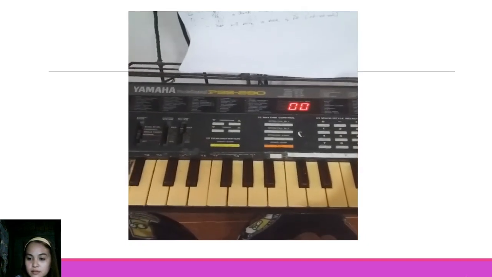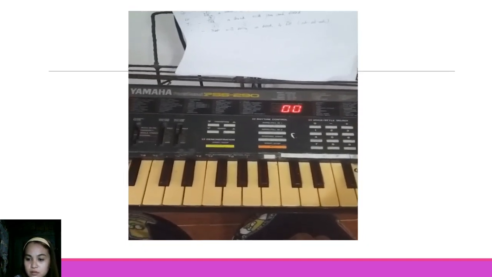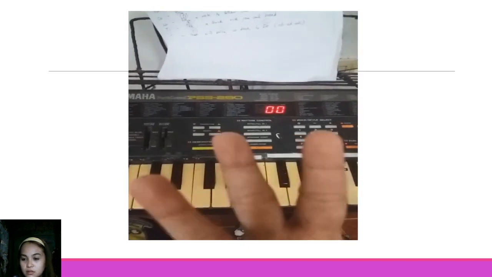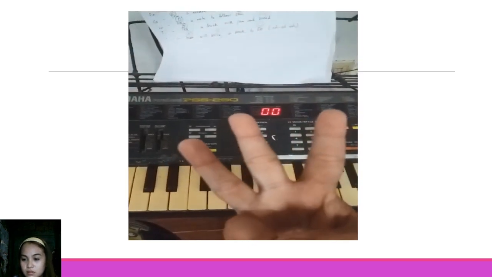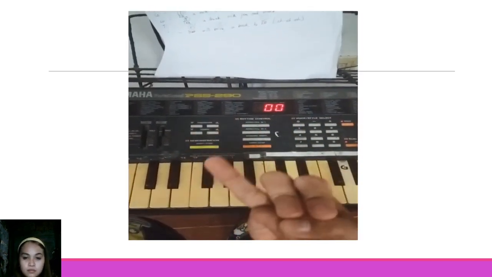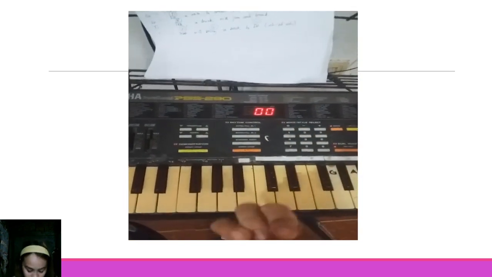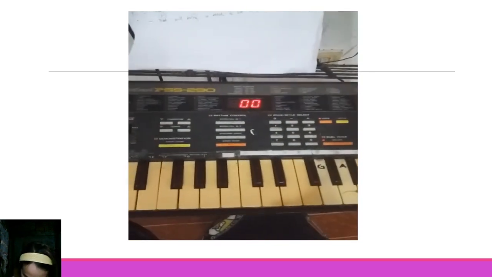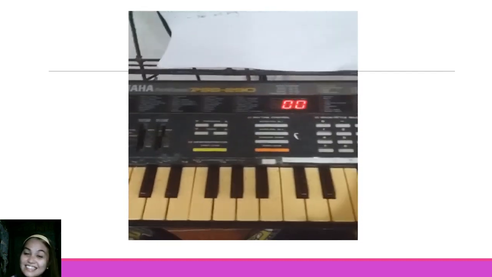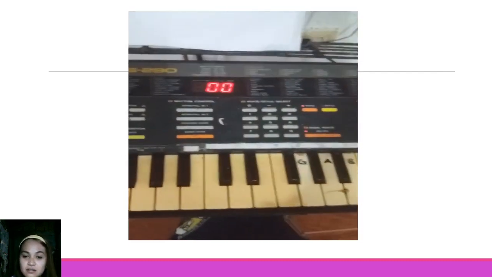So, I have introduced to you the accidentals in music. We have three: the sharps, flats, and natural keys, or naturals. We have a keyboard. Luckily, we have. So, we can define where the flats, sharps, and naturals are.